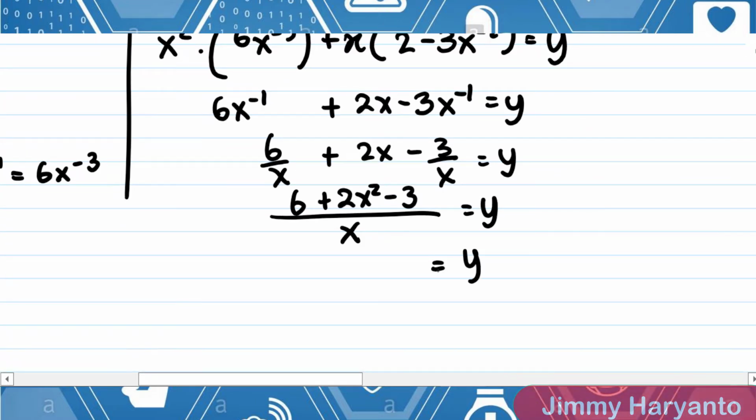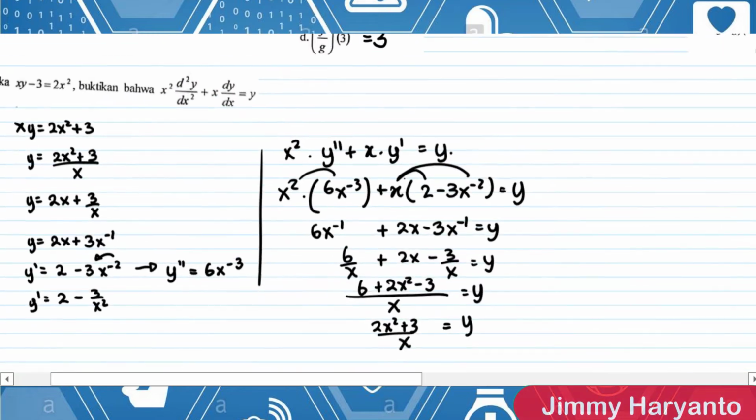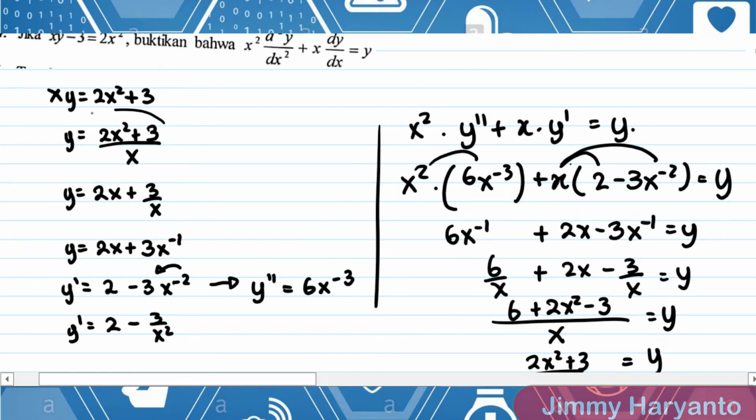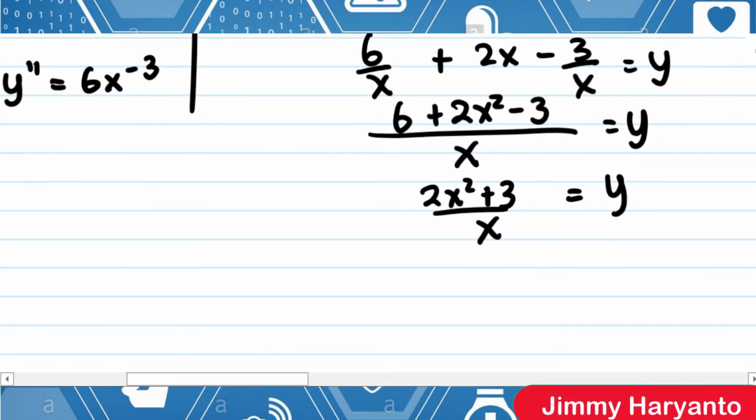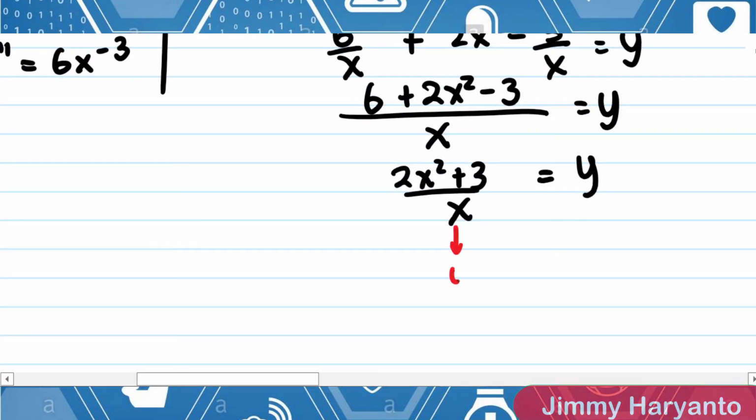So the final answer is (2x squared plus 3) over x. Let's compare with this one. It's the same. Y equals (2x squared plus 3) over x, so I can change this one into y. So I have y equals y, then we have already proved the statement.